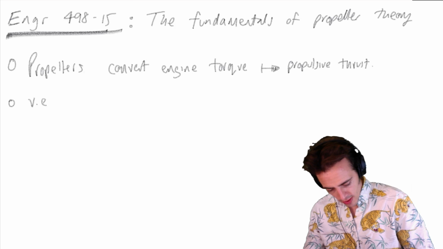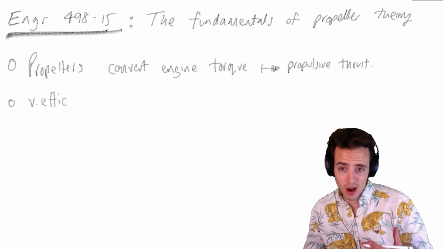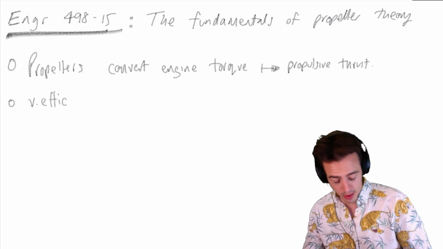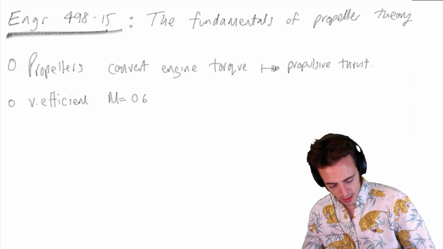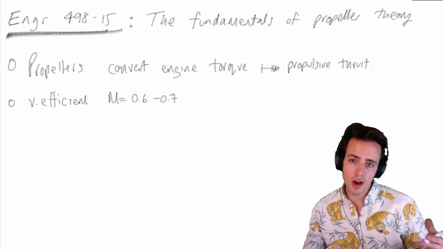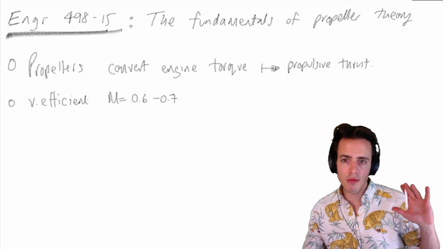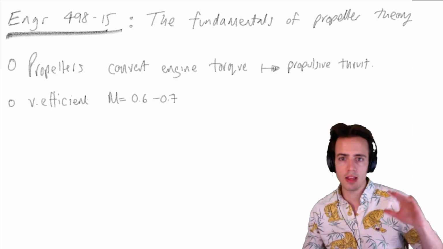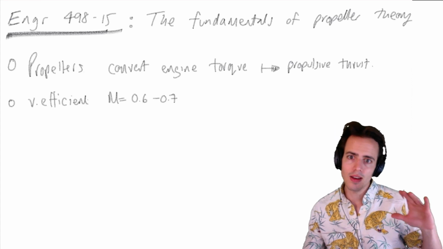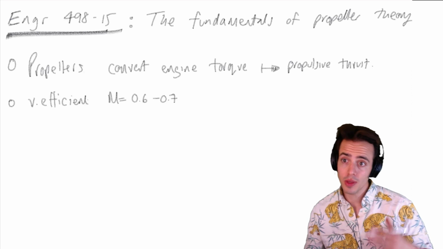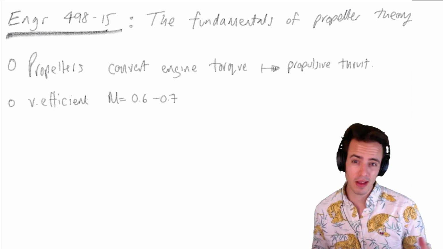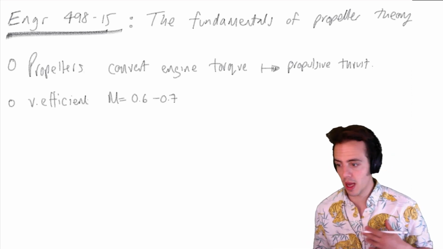They are very efficient at moderately high subsonic aircraft speeds. So we're talking about Mach 0.6 to Mach 0.7. If we go much further above that, then we reach compressibility issues. The tip of the propeller is effectively going into a transonic region, even though the aircraft itself isn't. So we're going to say they're very efficient at these speeds, and they become less efficient as we speed up.